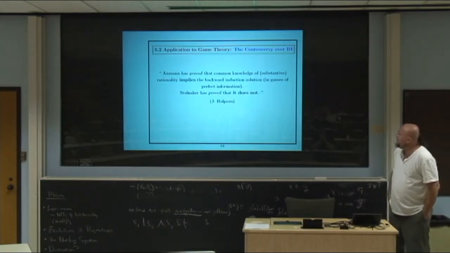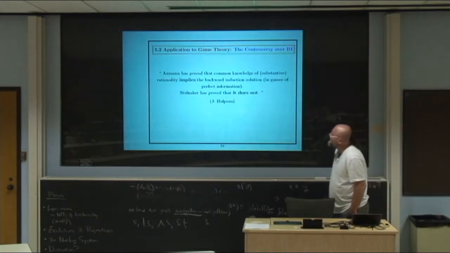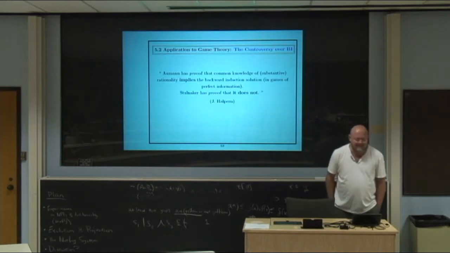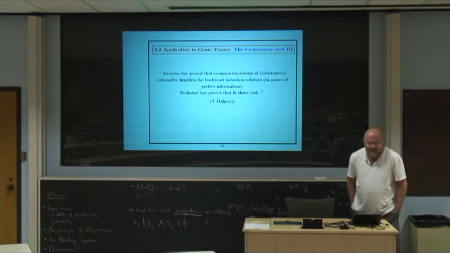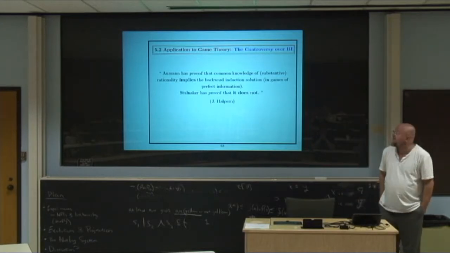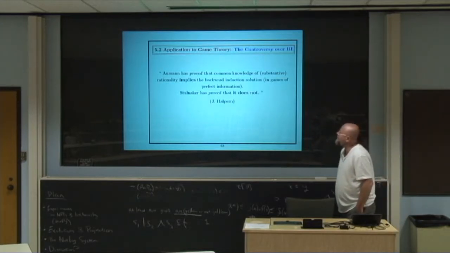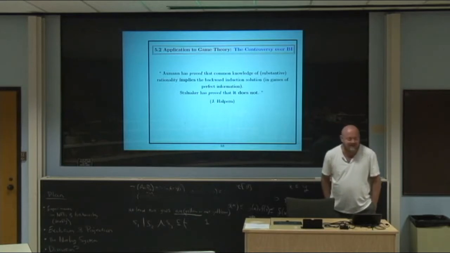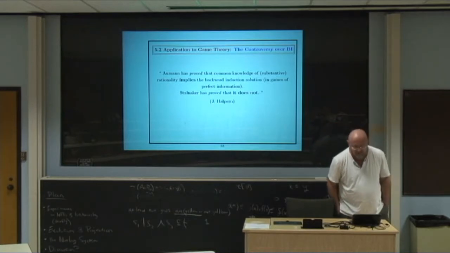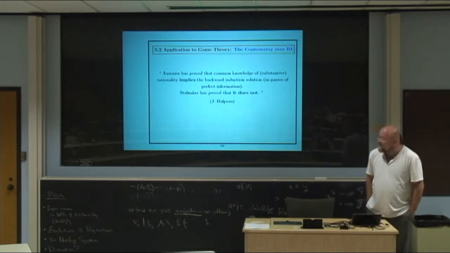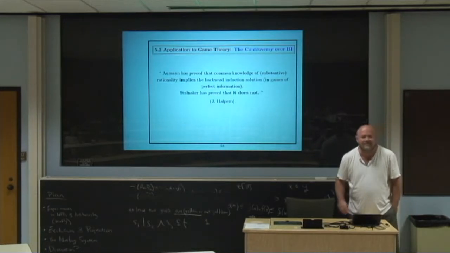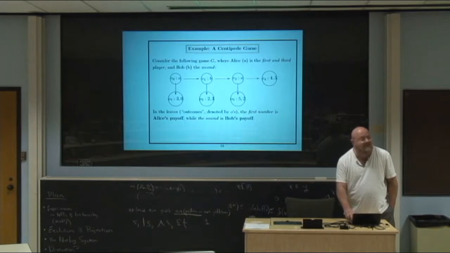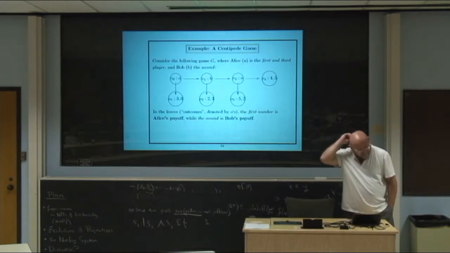Now this is a famous quote of Halpern. There is a debate between Aumann, a Nobel Prize game theorist, who essentially proved in his first paper on this topic that common knowledge of rationality implies the backwards induction solution in games of perfect information. And after this, Halpern says, Stalnaker, a philosopher, has proved that it does not. Which sounds like a paradox.